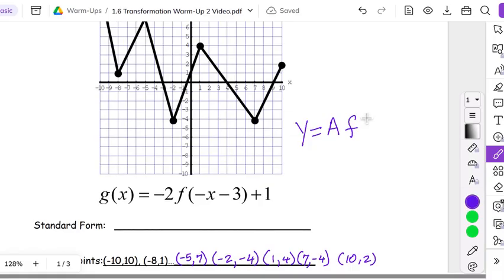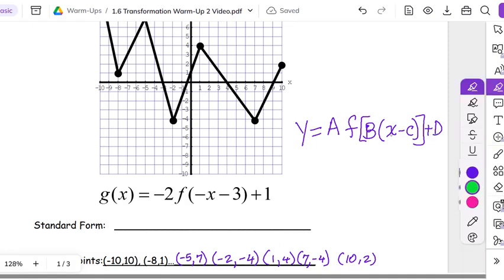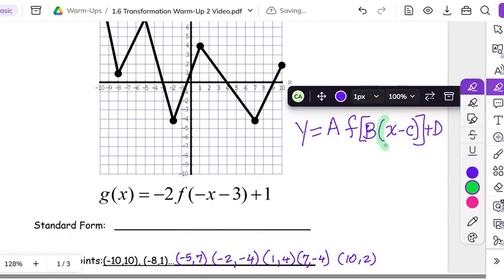And so then we do a bracket, and then it's going to be your b, and then parentheses, and then your x. So standard transformation format will always have a parentheses between the b and the x. And then it's going to be minus c, bracket, plus d. So this is your standard transformation format. If it doesn't have this parentheses right here, then it is not in standard transformation format.